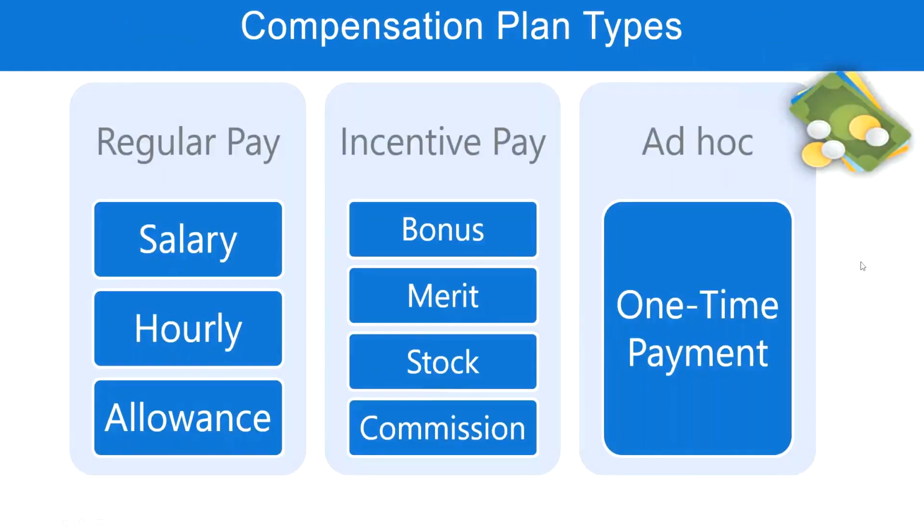So now let's talk about the different types of compensation plans, right? So what is the compensation plan? A compensation plan is the component, the pay component, that we are giving out to our employees. So the compensation plans can be broadly divided into three parts. One is regular pay.